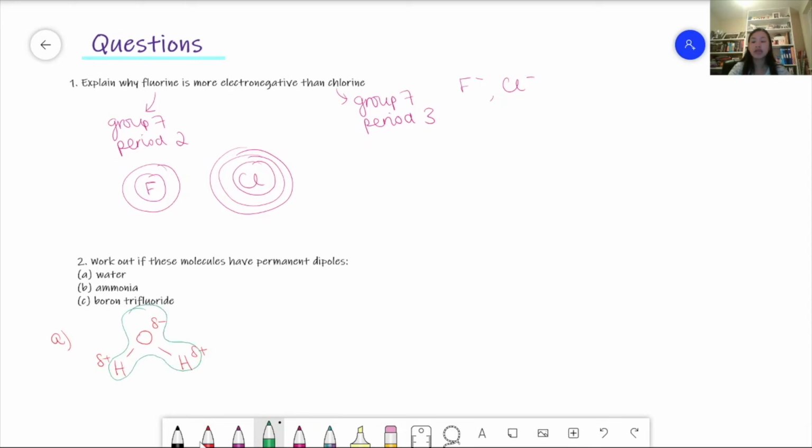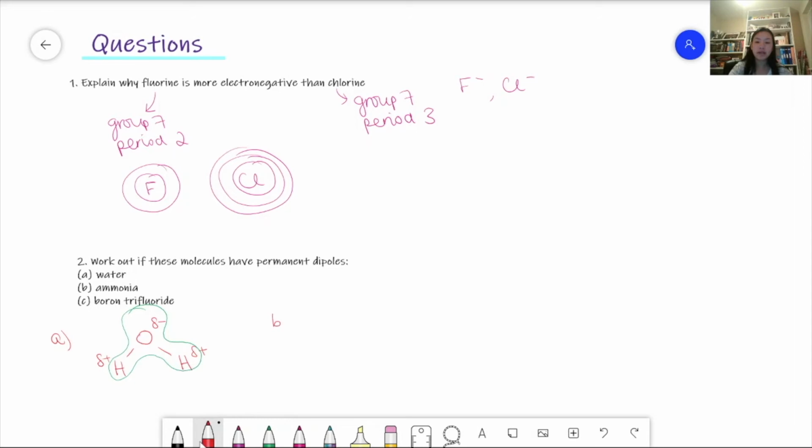So there's more electrons over here compared to here and here. So the whole distribution of electrons around the molecule is not equal.